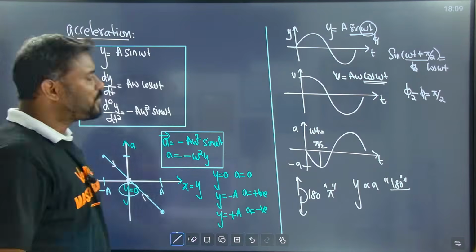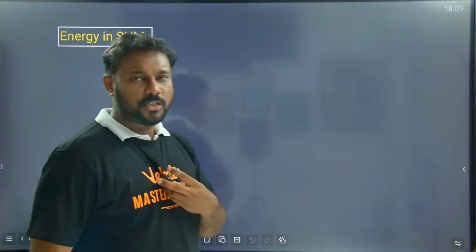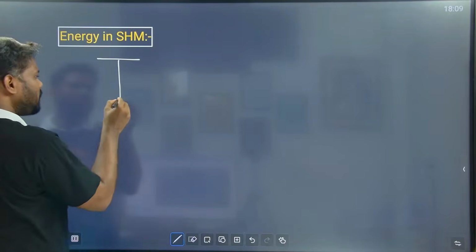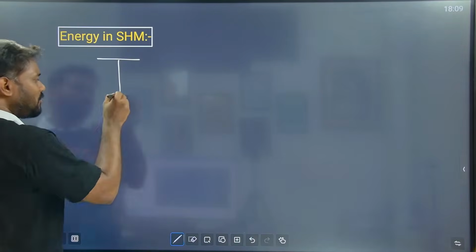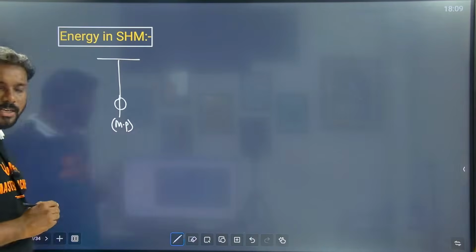Okay, so the next thing we are going to discuss is energy, which we are going to calculate. If I take a pendulum, I'll start with the pendulum. This is very important. This is the mean position of the particle, right?